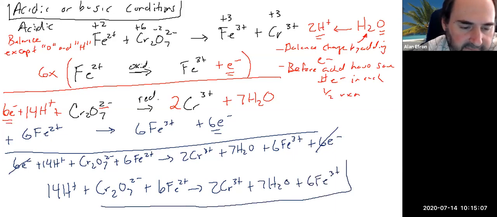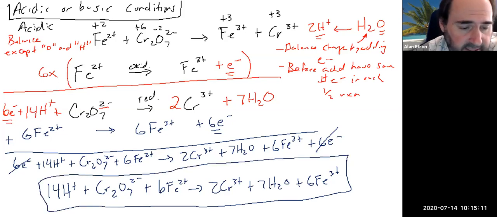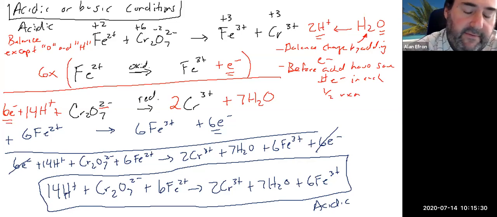Now, if I did everything correctly and didn't mess up anything, this should be balanced in acidic conditions. And we could check it when we look at it. What we're looking for is for it to be balanced both ways, like I talked about, both in terms of numbers of elements on each side and overall charge.